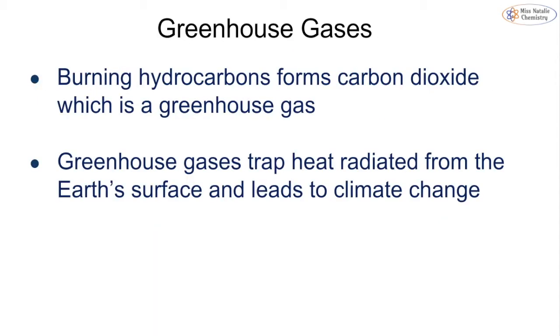Now, burning hydrocarbons does form carbon dioxide, which is a greenhouse gas, and you discussed greenhouse gases back in topic 2C, gases in the atmosphere. And greenhouse gases are used to trap heat that is radiated from the Earth's surface, and this can lead to climate change. Now, this is a problem because we don't want climate change to happen. It has an effect on our environment and has an effect on the weather and the temperature of the Earth, and of course it's not good for the Earth. So we want to try and avoid burning hydrocarbons to make this carbon dioxide, which is why we're always trying to look for more efficient fuels that can give us just as much energy but not as much pollution.